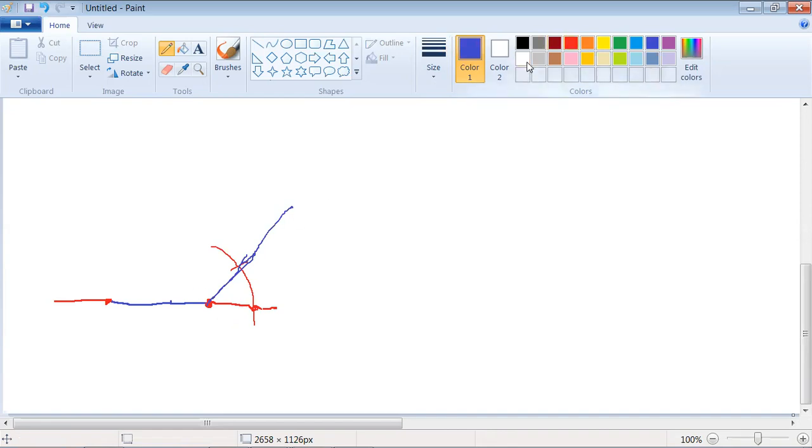Do the same thing on the other side. From this point, it's going to bisect this. And then from this point, you're going to bisect that one. The angle from here is equal, also equal 60. This angle now is 60 degrees, and this is also 60 degrees.